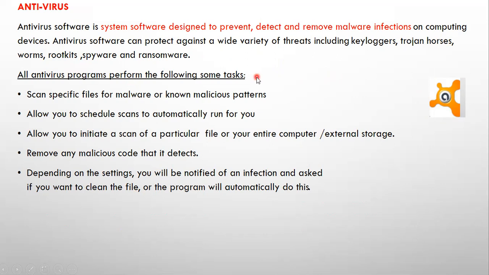All antivirus programs perform the following tasks. They scan specific files for malware or known malicious patterns, and allow you to schedule scans to automatically run for you. So you can schedule a scan when you're not using the computer. So you can scan your entire system for viruses or any other malware. It allows you to initiate a scan of a particular file or your entire computer or external storage. So there are options in your antivirus software that allow you, for example, to scan a memory stick or scan your hard drive.